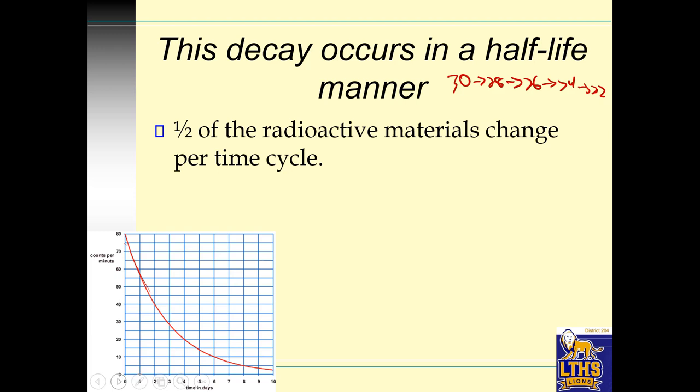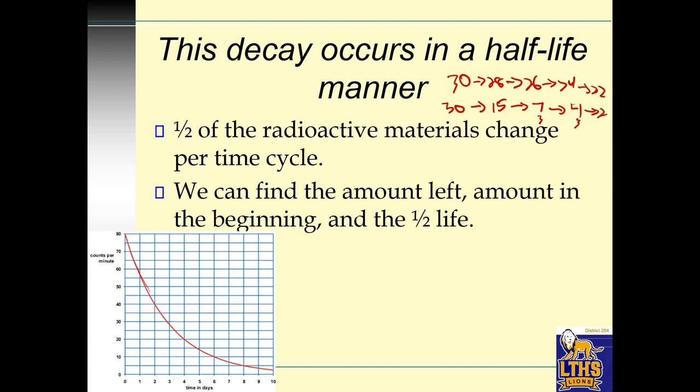Half the radioactive material changes per time cycle. So this means what would happen is I would eat half of the box right away. So if there's 30 in a cookie box, I'd go to 15. Then the next time I wouldn't eat it all, I would eat half of what's left, which would be 7. And then I eat half of what's left, and it'd be 4. And notice this 7 and 4, it could go either way. And then half of what's left, it'd be 2, right? So that's what happens, you always eat half the box. So that's different, okay?